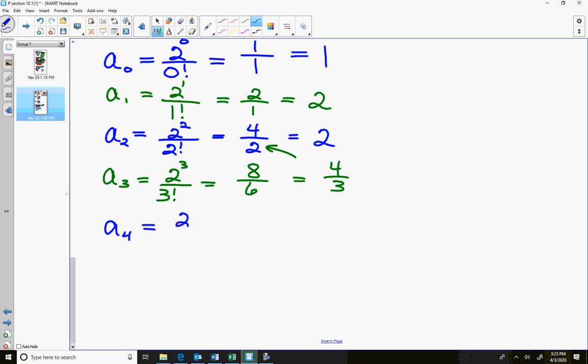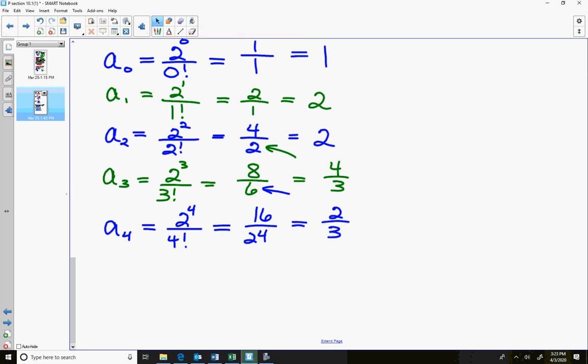So A4 would be 2 to the 4th power over 4 factorial. So 16, again, just multiplying that answer right there times 4 would be the quickest way of doing 4 factorial. Simply 4 times 3 factorial. Both divisible by 8, so reduce this to be 2/3. And so the answer to this problem, the first 5 terms of this sequence would be 1, 2, 2, 4/3, 2/3, and my board quit writing.